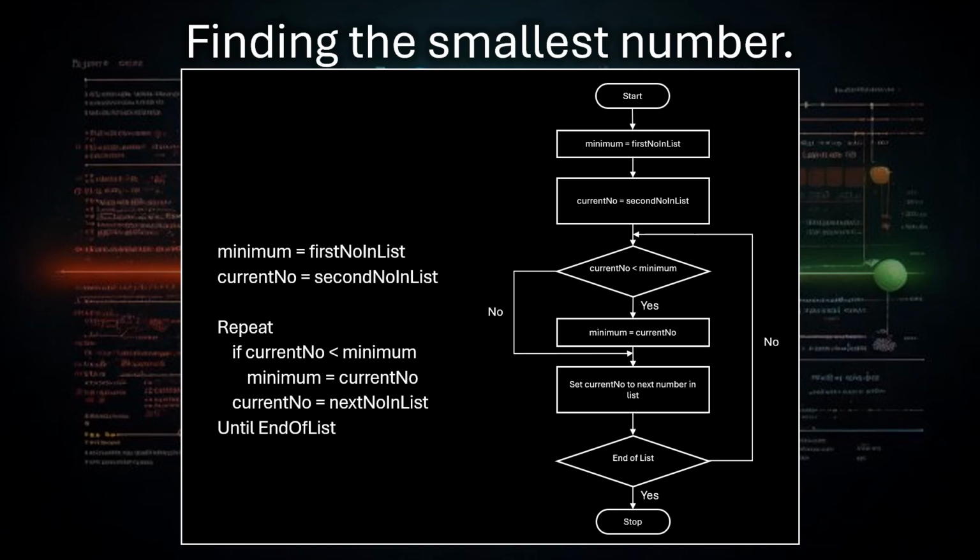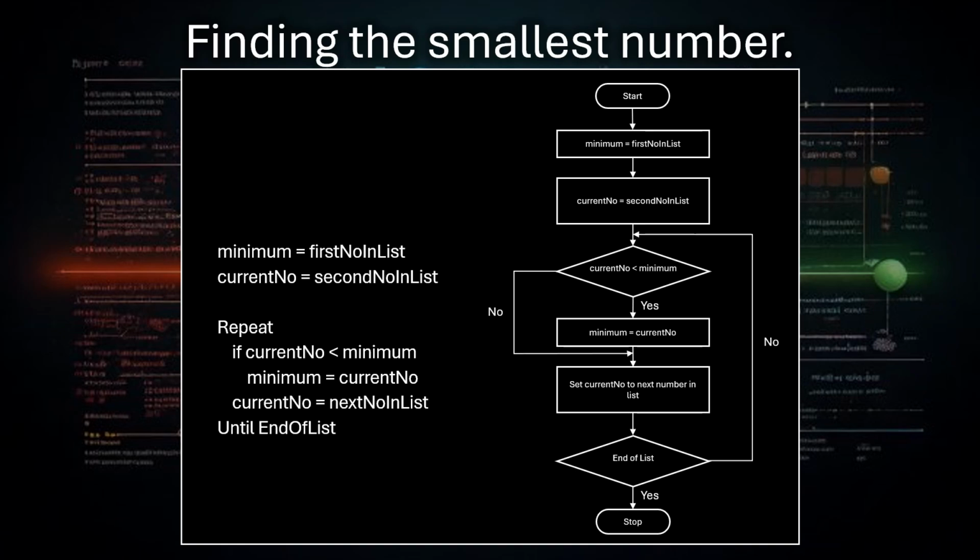First two variables are created, minimum and current number. And the first number on the list is assigned to minimum, while the second number on the list is assigned to current number. The flowchart uses two rectangular symbols to represent these processes.